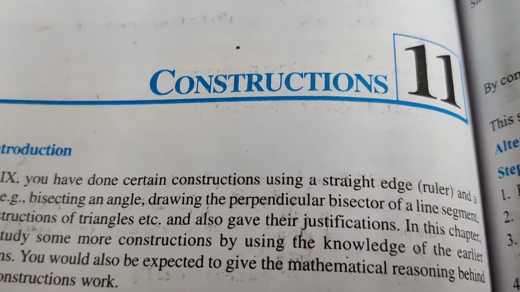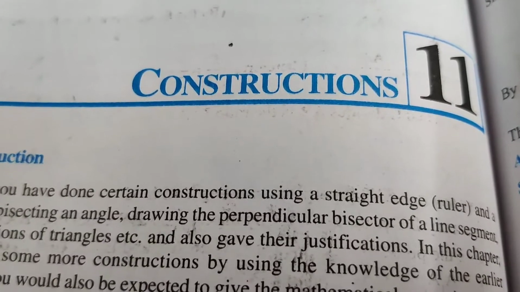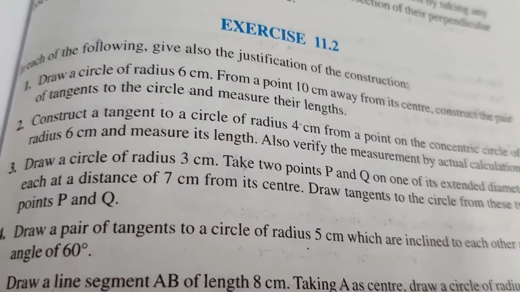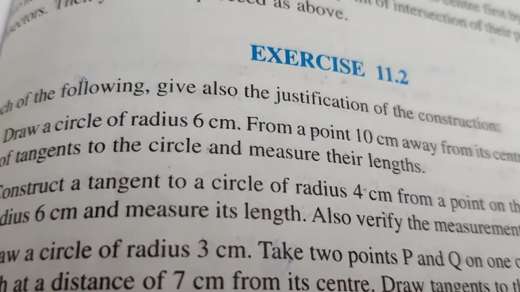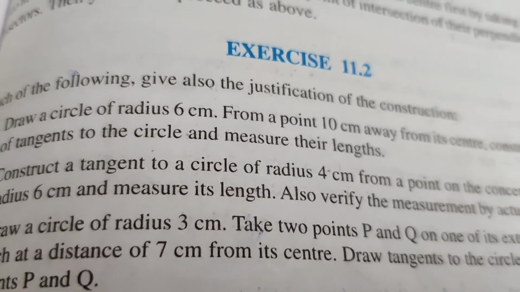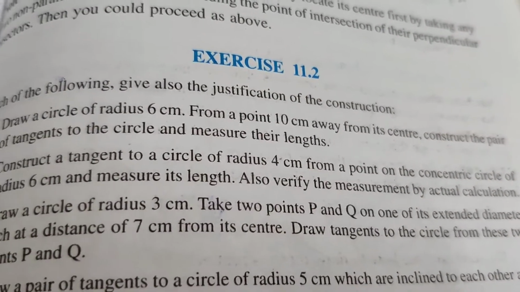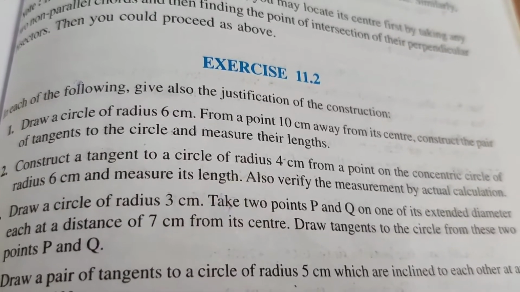Chapter 11 of the NCERT book of class 10, Construction. Exercise 11.2, and the first question. Draw a circle of radius 6 cm and a point 10 cm away from the center. Construct the pair of tangents to the circle and measure their lengths.